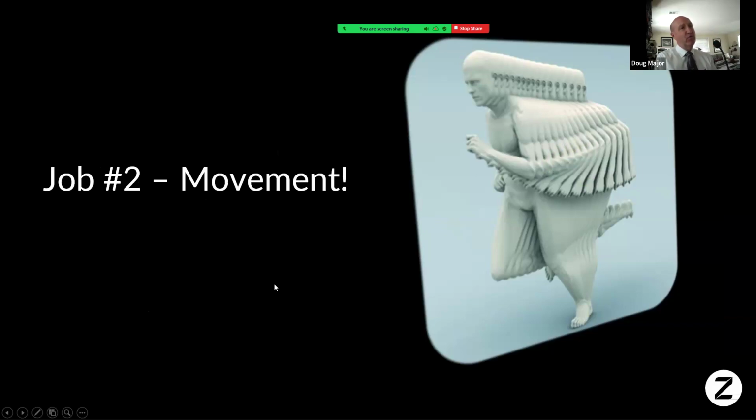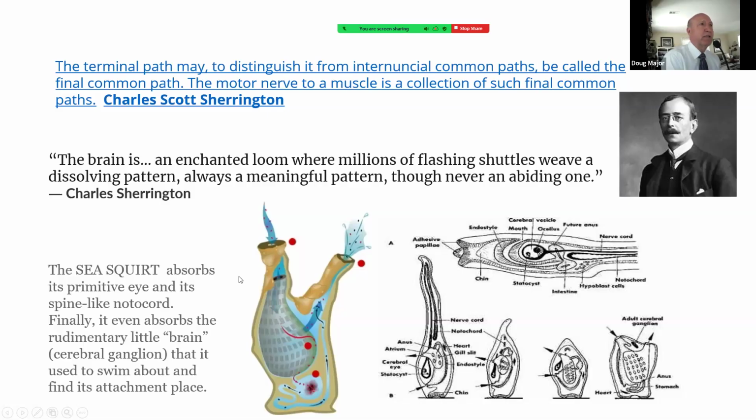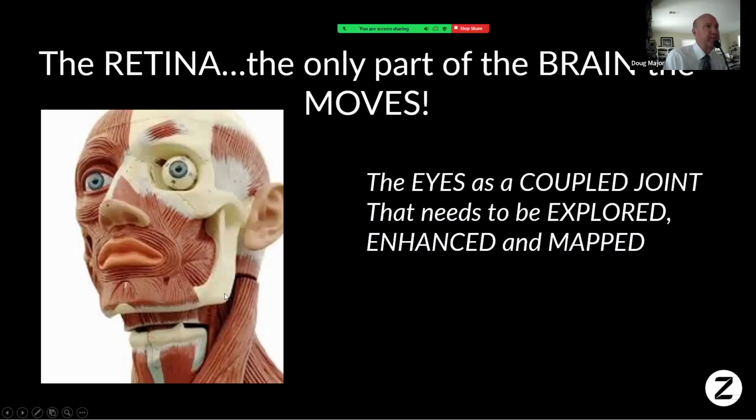Second main job is for movement. Like Sherrington said, movement is that final common pathway. And the example of a sea squirt, who has a small nodal cord brain, uses it to go to a good place to sit down, and then it just absorbs the brain. Without movement, we don't need much of a brain.